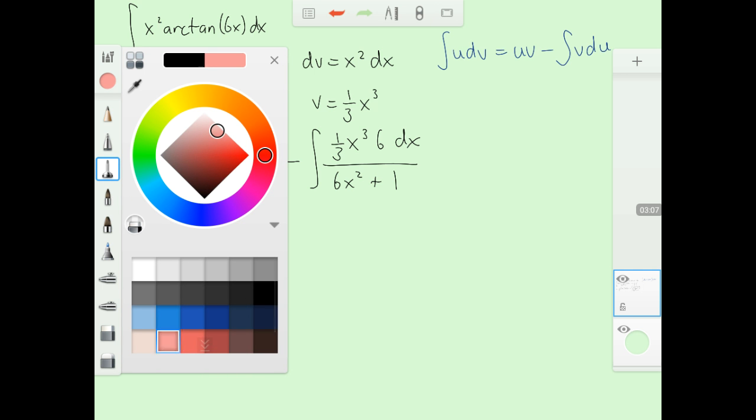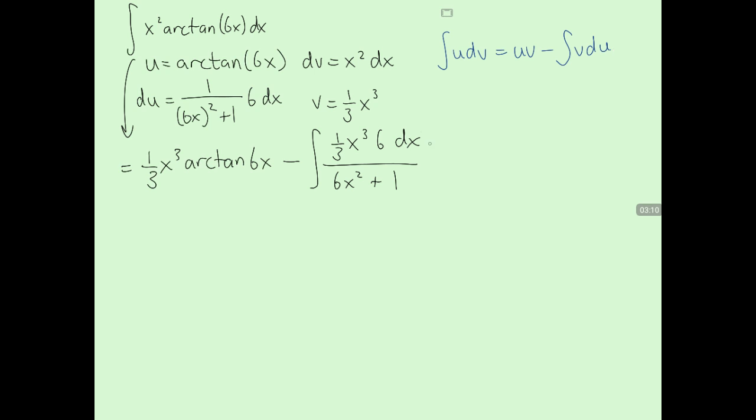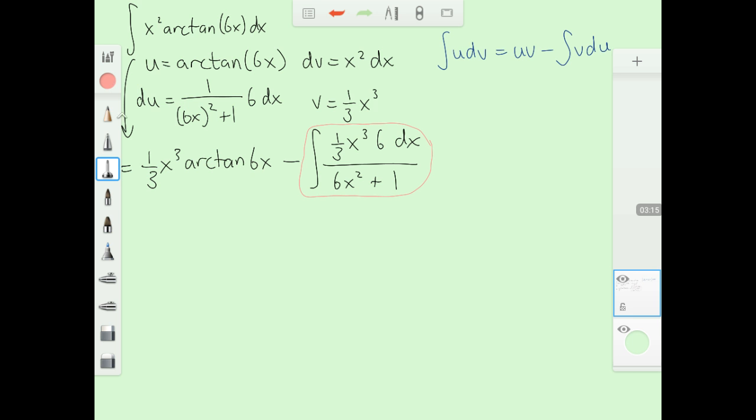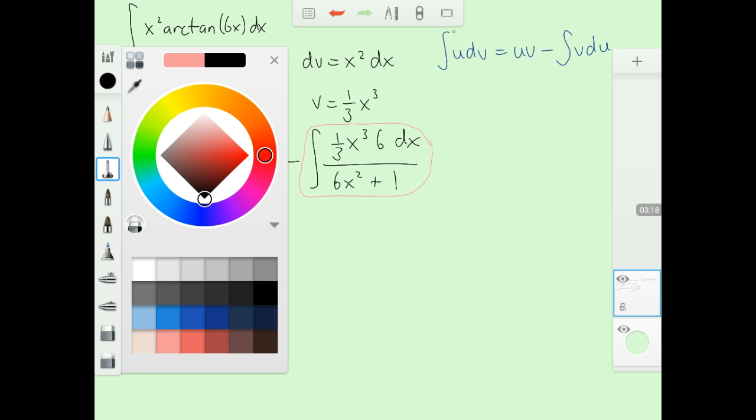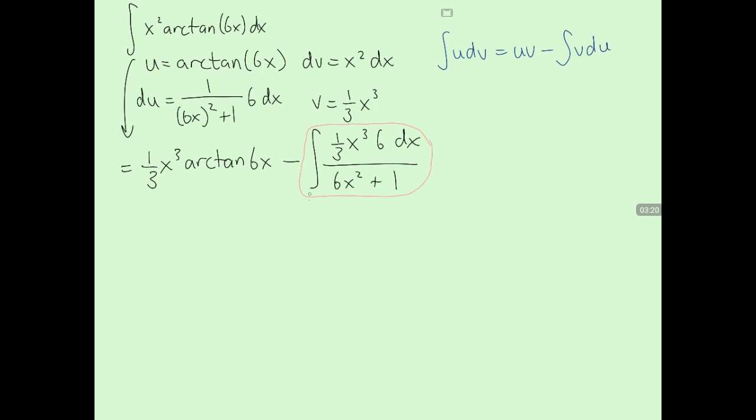So I'm just going to circle what we're going to simplify. This negative sign out here still exists, but right now all we have to worry about is this inner integral. What this is going to simplify into is the integral of, the numerator becomes 2x cubed, the denominator becomes 6x squared plus 1, and this is with respect to x. Now if we take a look at this, we can see some interesting things. We can actually now use substitution.